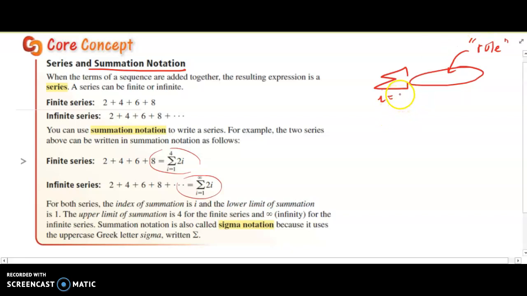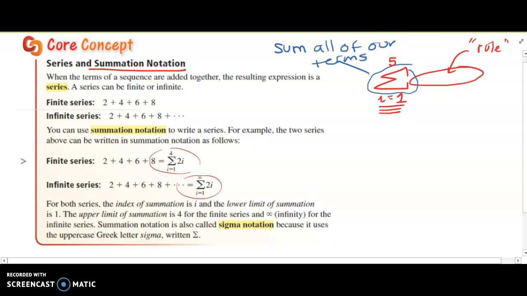Most of the time it's going to be i equals 1. That means we start at a sub 1, or the first term. Then up top you can see a number, 5. That's where we would end, at the 5th term. And the sigma itself means we're going to sum all of our terms. We're going to add them all up.